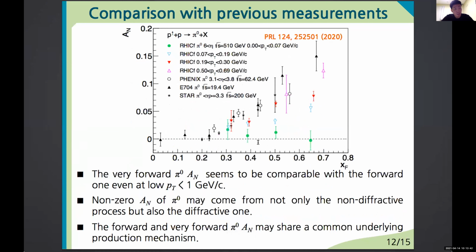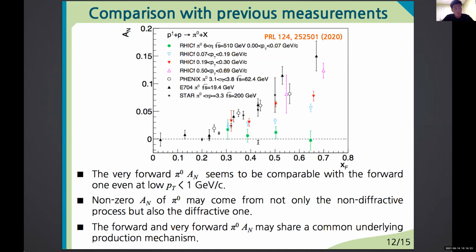Let's compare our result with the previous measurements. Colored data points are the very forward pi0 A_N, and black ones are the forward ones. Very interestingly, the magnitude of the very forward pi0 A_N seems to be comparable with the forward one, even at low PT smaller than 1 GeV/c. This again shows the possibility that non-zero A_N of pi0 may come from not only the non-diffractive process, but also the diffractive one. There may be a diffractive contribution in the forward pi0 data as well.